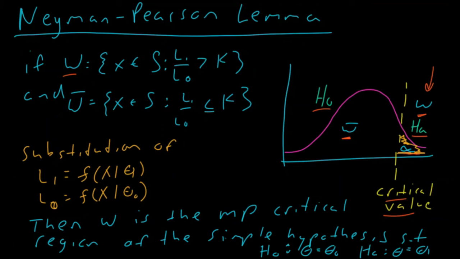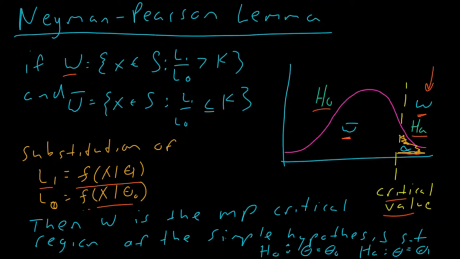Okay, so W is equal to the set of X, an element of our sample space, such that the likelihood function 1 divided by likelihood function naught is greater than K, and the complement of W is such that X is an element of the sample space where the likelihood function 1 divided by the likelihood function naught is less than or equal to K. And so we've made a small substitution here. Rather than using f of x given theta 1, we'll be using L1, and rather than f of x given theta naught, we'll be using L naught.